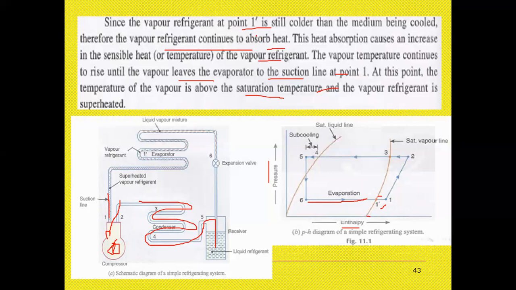Right. So on the x-axis you are having the enthalpy, and on the y-axis you are having the pressure. See here, the point 1 dash, 1 dash to 2, 2 to 3, 3 to 4, 4 to 5, 5 to 6. Now see at the point 2 to 3 and 3 to 4. So the standard vapor line versus standard saturated liquid line. Saturated vapor line, saturated liquid line.